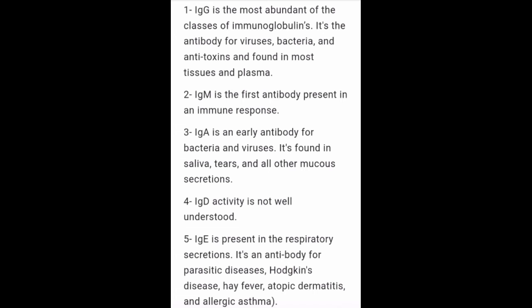1. IgG is the most abundant of the classes of immunoglobulins. It's the antibody for viruses, bacteria, and antitoxins, and is found in most tissues and plasma. 2. IgM is the first antibody present in an immune response. 3. IgA is an early antibody for bacteria and viruses. It's found in saliva, tears, and all other mucous secretions. 4. IgD activity is not well understood. 5. IgE is present in the respiratory secretions. It's an antibody for parasitic diseases, Hodgkin's disease, hay fever, atopic dermatitis, and allergic asthma.